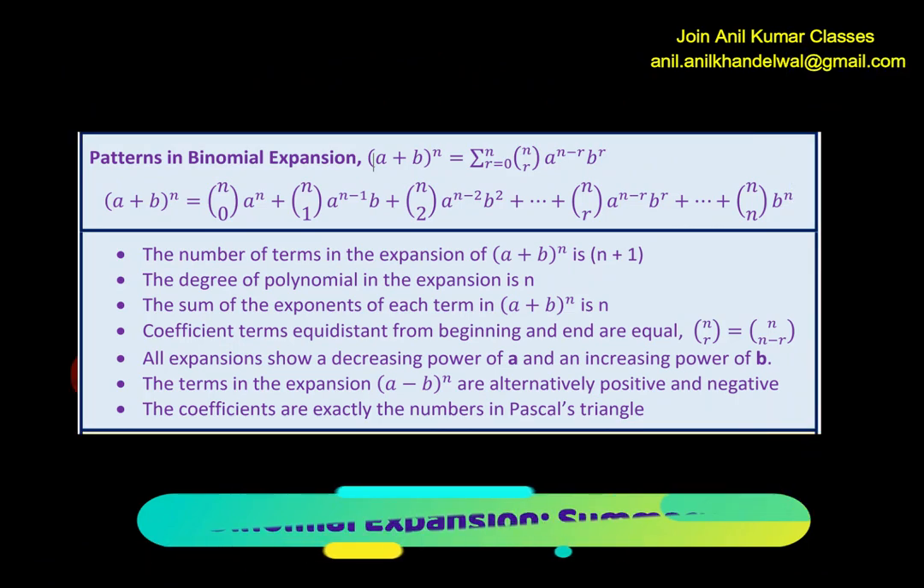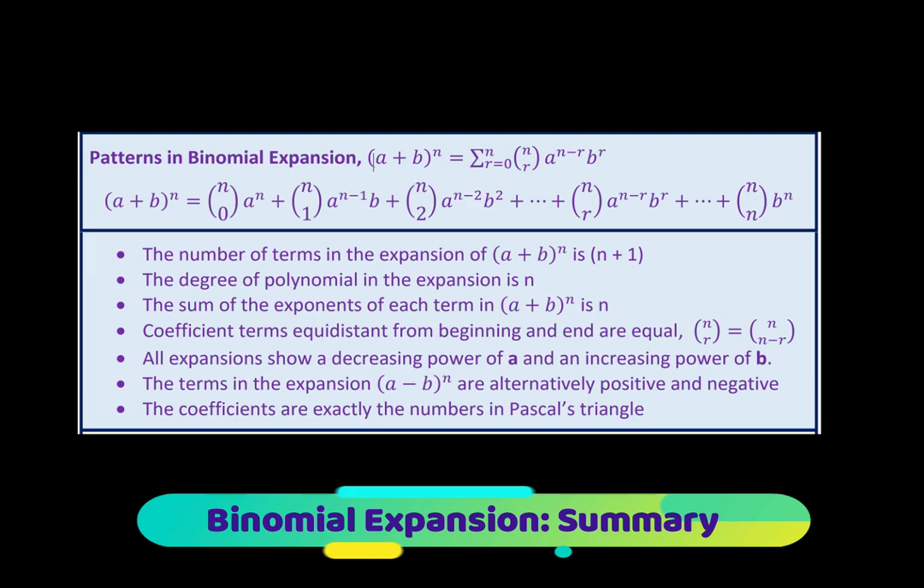Let us review the binomial expansion a plus b to the power of n. It is written in sigma notation as sigma r equals 0 to n, nCr a to the power of n minus r times b to the power of r. When you expand, it is a plus b to the power of n equals nC0 a to the power of n plus nC1 a to the power of n minus 1 b plus nC2 a to the power of n minus 2 b squared, and so on.